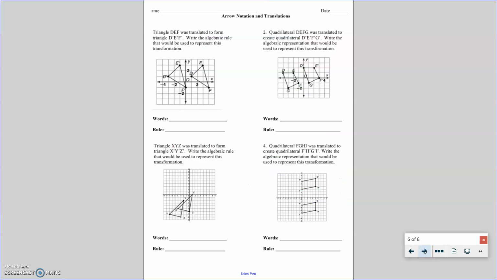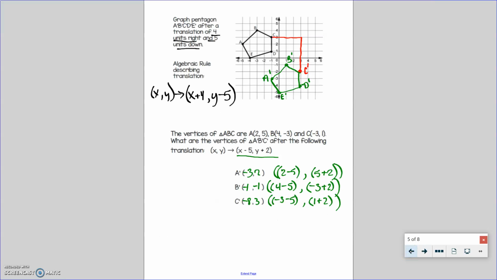So where it says words, you're going to tell me how many times you went to the right or to the left. And for the algebraic rule, you are going to write your algebraic rule. So for instance, here on this example, my algebraic rule was x minus 5, y plus 2. So that means I went 5 units left and 2 units up.